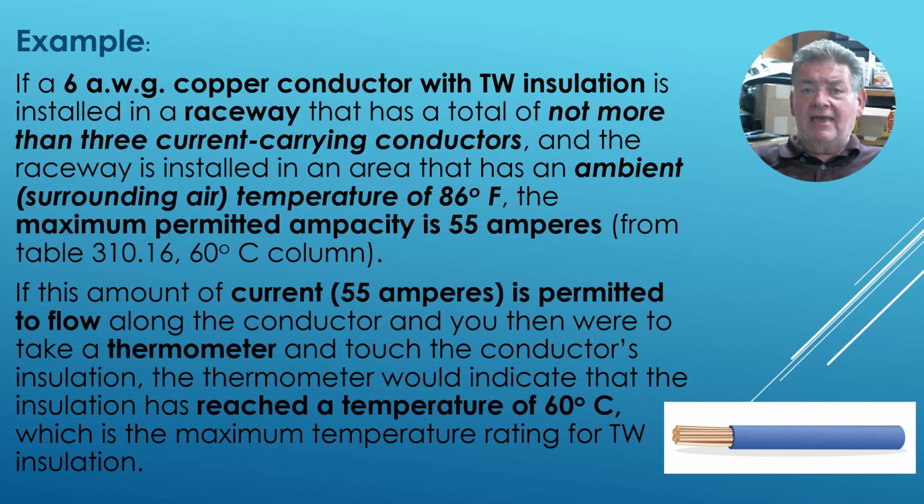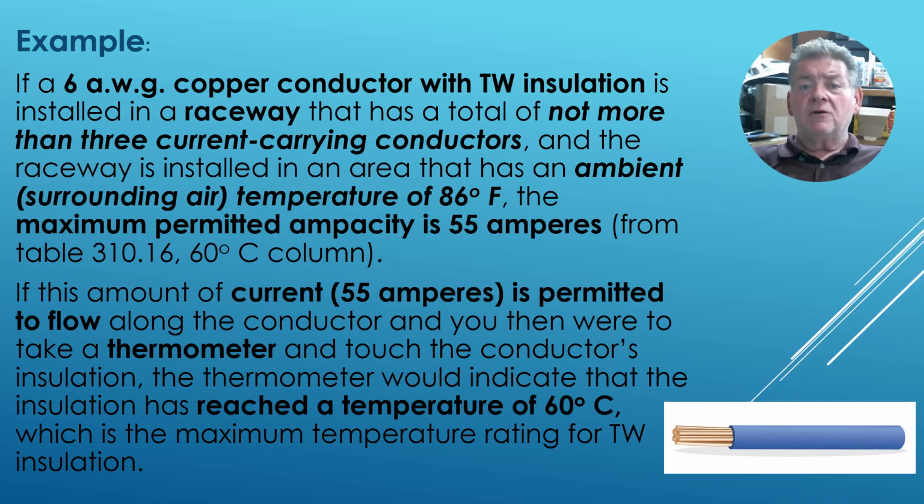So, in that situation, not more than 3 current carrying conductors installed in a circuit that's run in an area where the ambient or surrounding air temperature does not exceed 86 degrees Fahrenheit, well, then we can take the ampacity right from table 310.16, 60 degrees C column, because that's where TW insulation is found. We can take that ampacity right from the 60 degrees C column of table 310.16 and go with it.